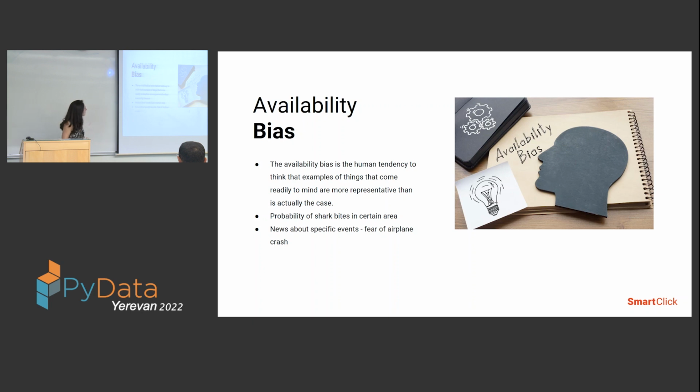Another one, availability bias. The availability bias is the human tendency to think that examples that you can come up with readily in your mind are representative of the actual world. So if you're seeing a lot of airplane crashes in the news, every time there is an airplane crash, it makes the news. But you are not thinking of the millions of airplanes landing safely in every country. So this increases the probability of this happening in your head.